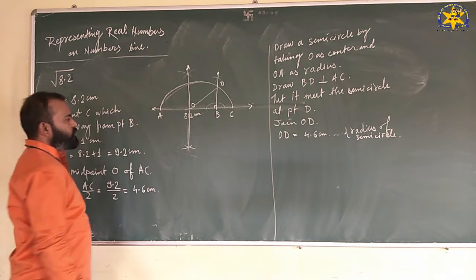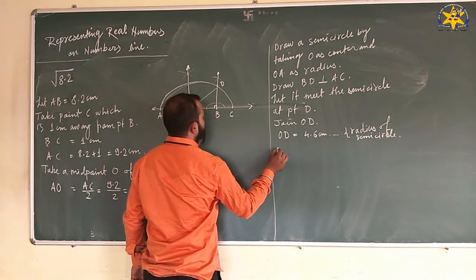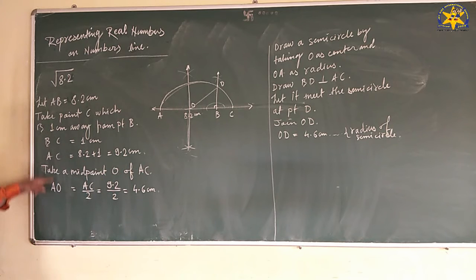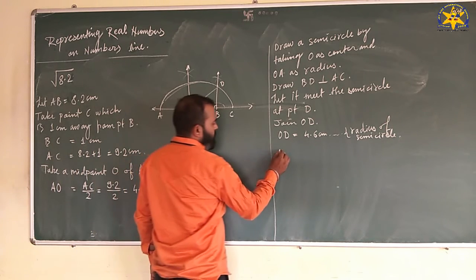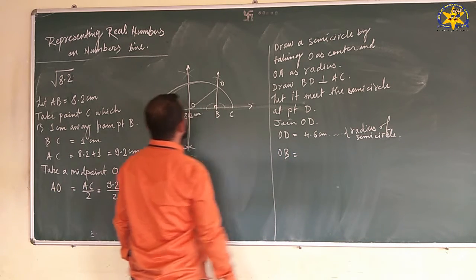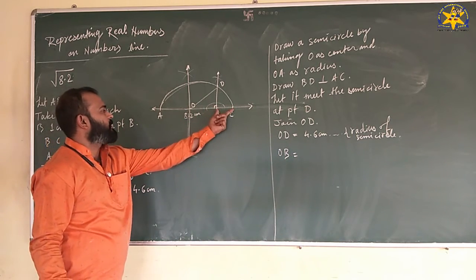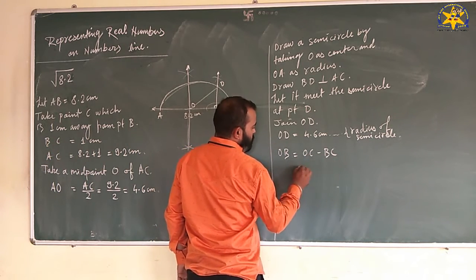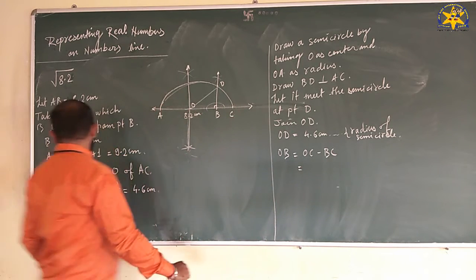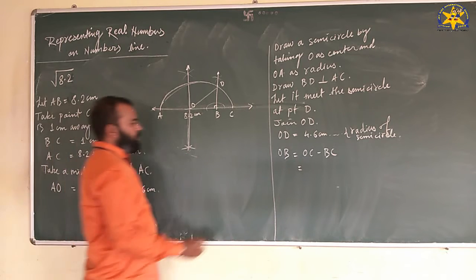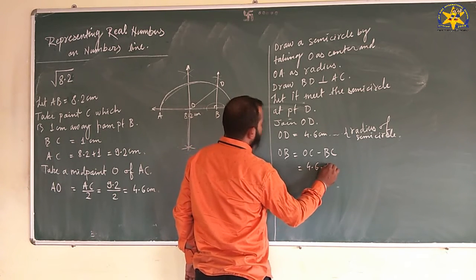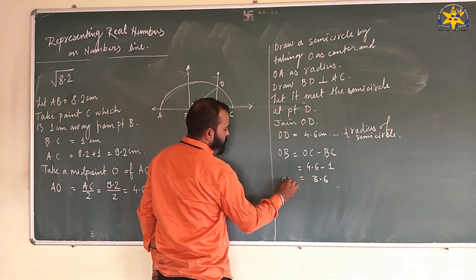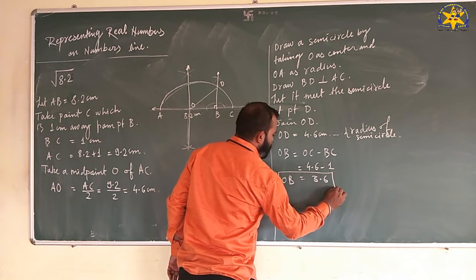Next. Now see here this triangle. First of all, we find out what is OB. What will be OB? I will find out somewhere. OB. So OB will be how much? It is OC minus BC. 3.6. So OB is equal to 3.6.